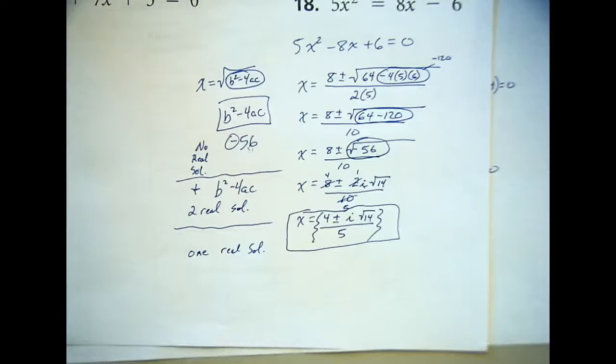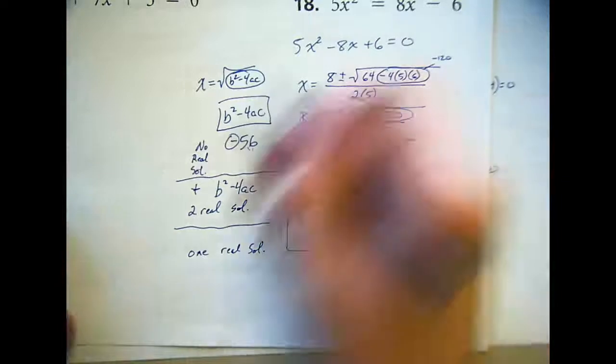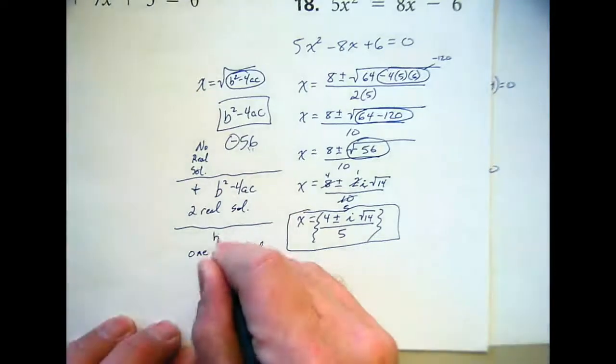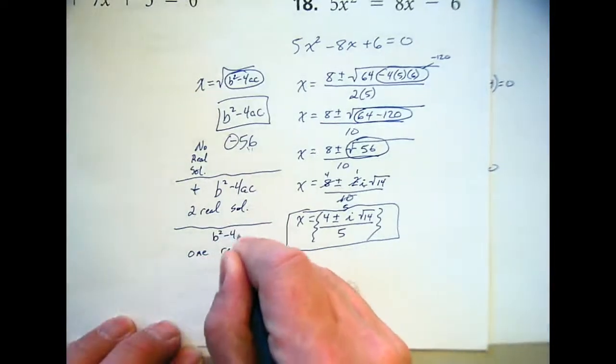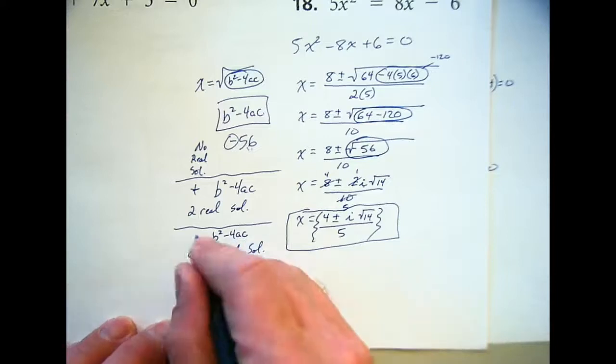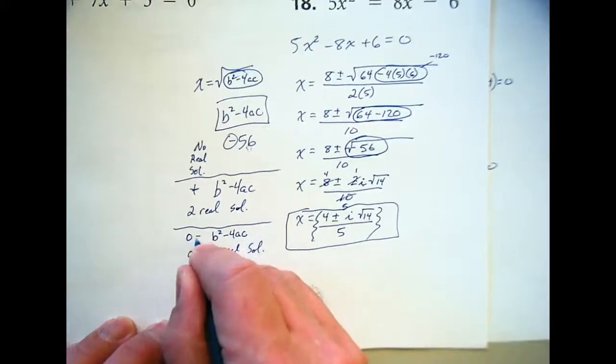Okay, volunteer. When do we get 1 real solution? Tyler. When the x-intercept is the vertex. Okay, so how do I know from this, without a picture, how do I get 1 real solution? Yep. If b squared minus 4ac is 0, then it would be 1 solution. Good. If b squared minus 4ac equals 0, then it's 1 real solution.